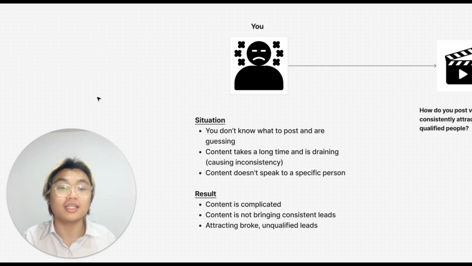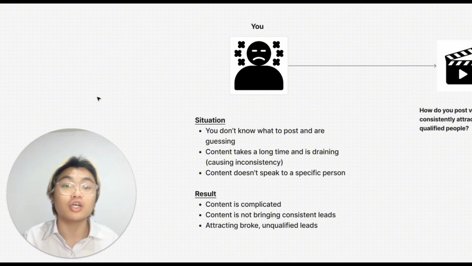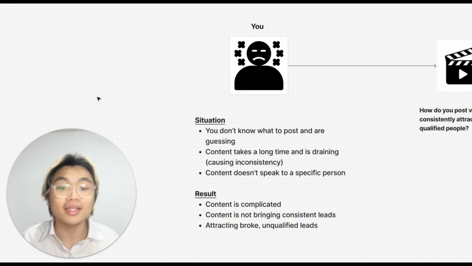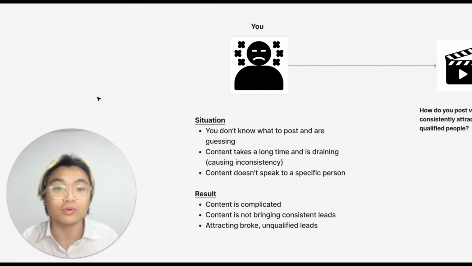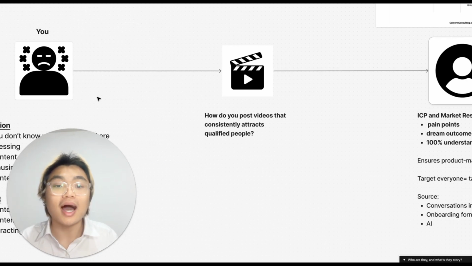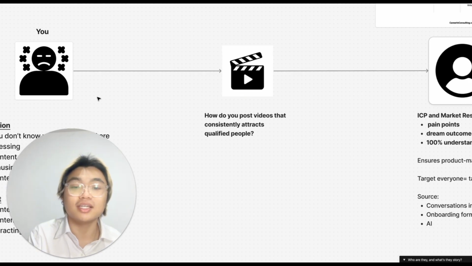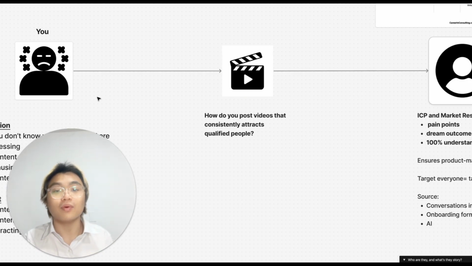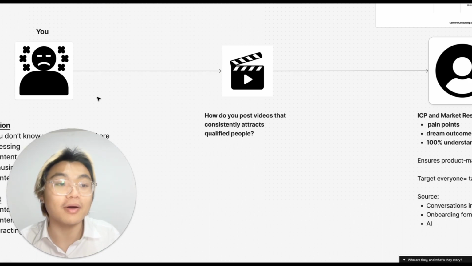So that when you actually manage to hop on a sales call with these leads, they always say something like, I don't have the time, I don't have the money, and you're not getting committed clients because your content is not positioned in a way that solves all these problems and pre-handles these objections way before the sales calls. And so what should you do? How do you post videos that actually consistently attract qualified people? Well, this is what the video is going to be about.